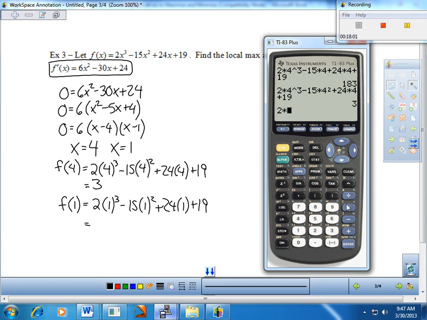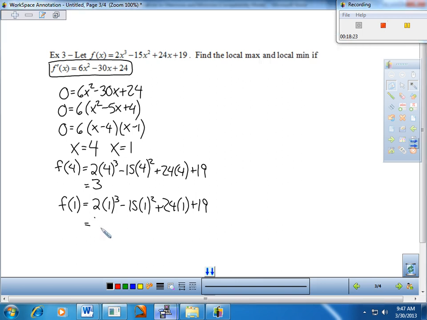So here we go. Let's just put the 1 in. I don't mind doing it. Please do it with me, though. And then 15 times the 1 squared. Here we go. 24 times the 1. And how about we add the 19? And again, hopefully I typed it in correctly. I think I got it this time. And I'm getting a 30 when all's said and done.